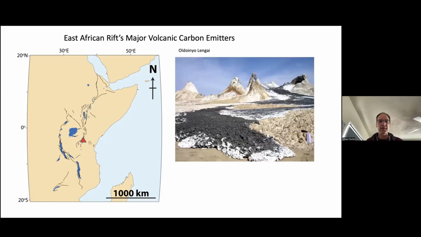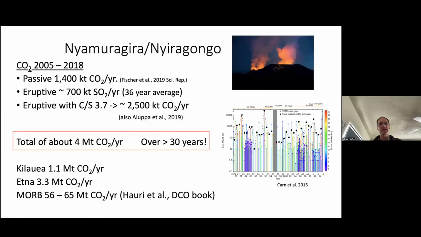Now, another famous one, of course, is Lengai in the eastern part of the rift, and that's the world's only active carbonatite right now. Interestingly, Lengai is quite famous and spectacular, but we still don't have a very good sense of how much gas is emitted from this volcano, because it's kind of hard to measure the emissions of gases from Lengai.